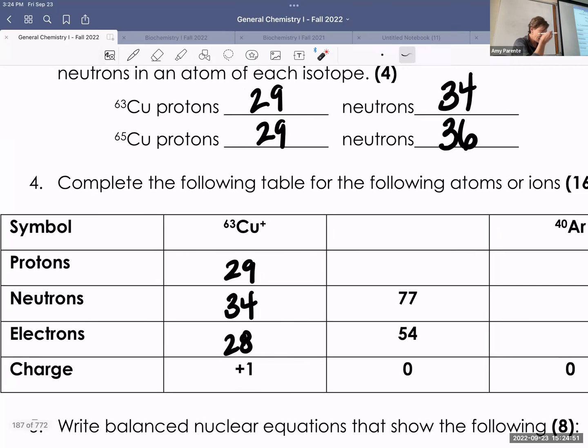All right. Now we've got something here that tells us we've got 54 electrons and something with no charge. So hopefully it makes sense that it's got 54 protons. When protons and neutrons match, that's when we have a situation.